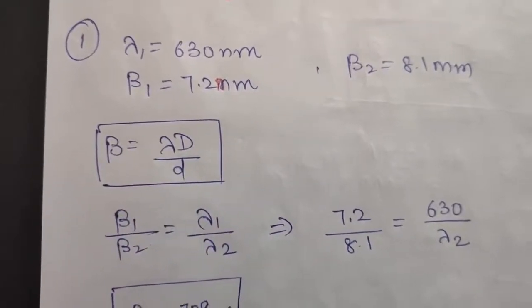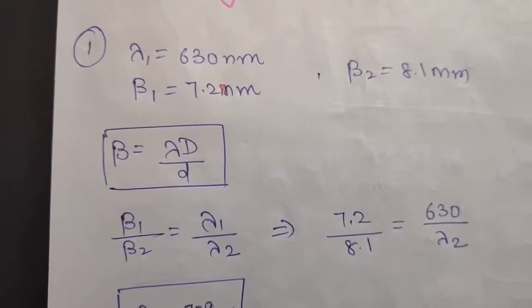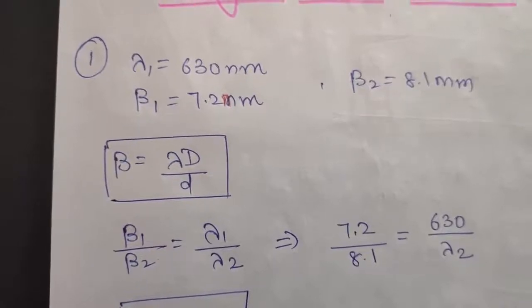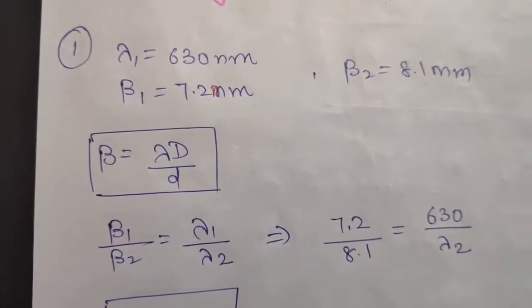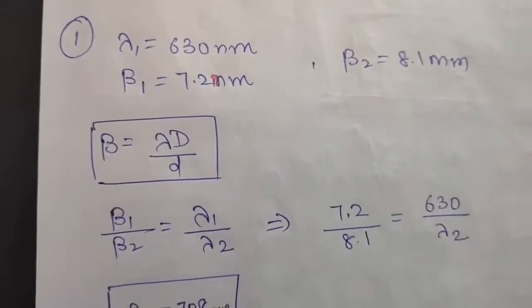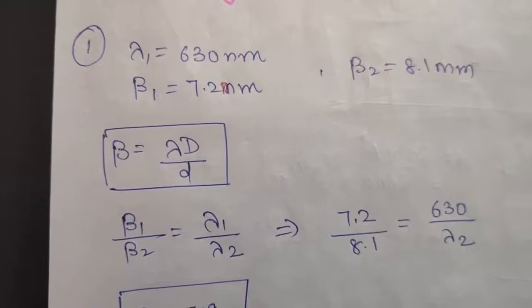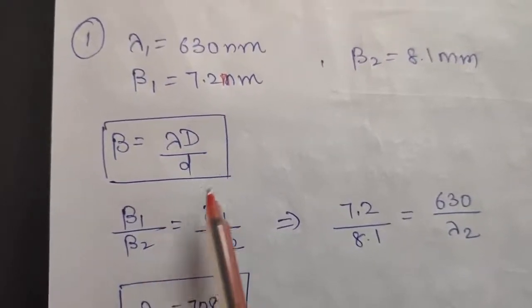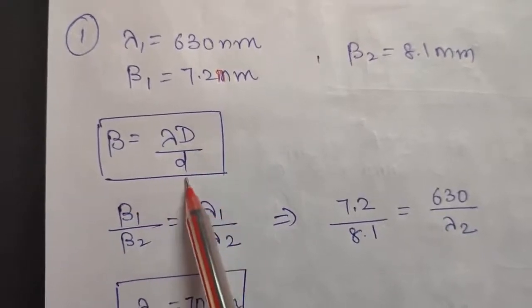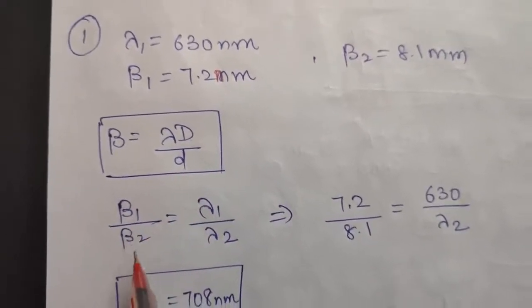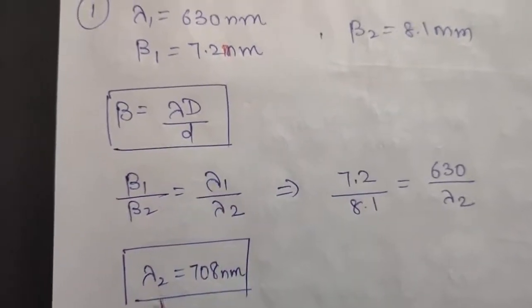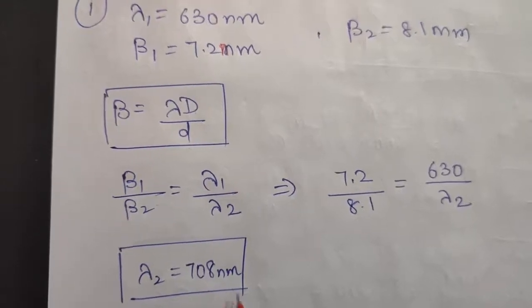After that, the question says calculate the wavelength of another source of laser light which produces interference fringes separated by 8.1 millimeter using same pair of slits. That is, if we want the fringe width to be 8.1 millimeter, we have to calculate the wavelength. So as you know the formula of fringe width, that is lambda D by d. Now because we are using same pair of slits, therefore D by d will remain same. So you can say beta 1 by beta 2 will be lambda 1 by lambda 2. Put the values and you will get the value of lambda 2 to be 708 nanometers.